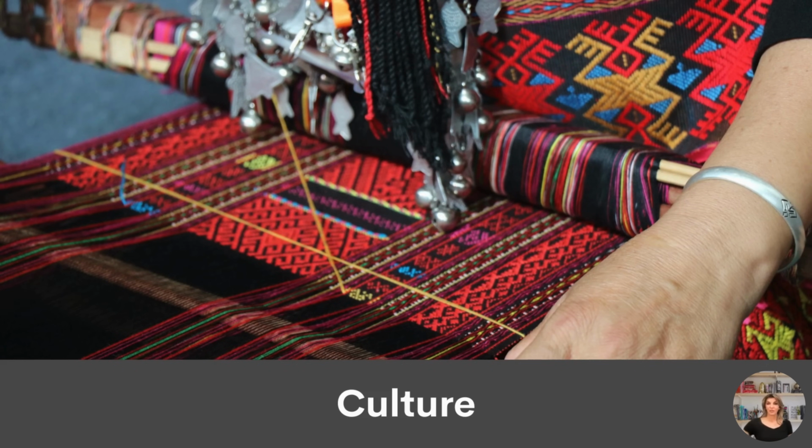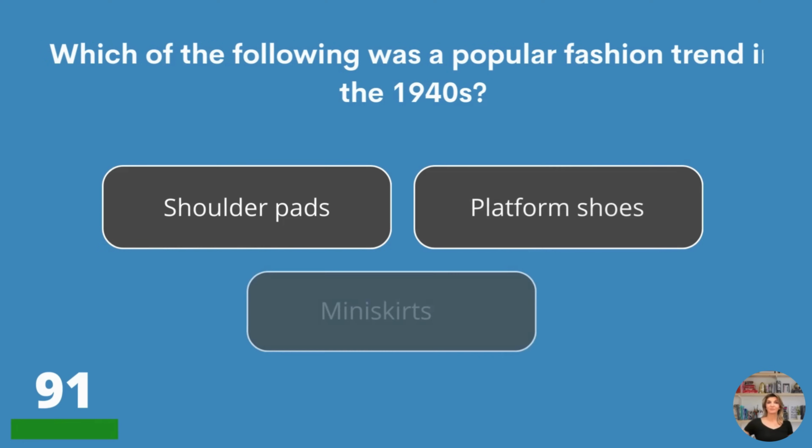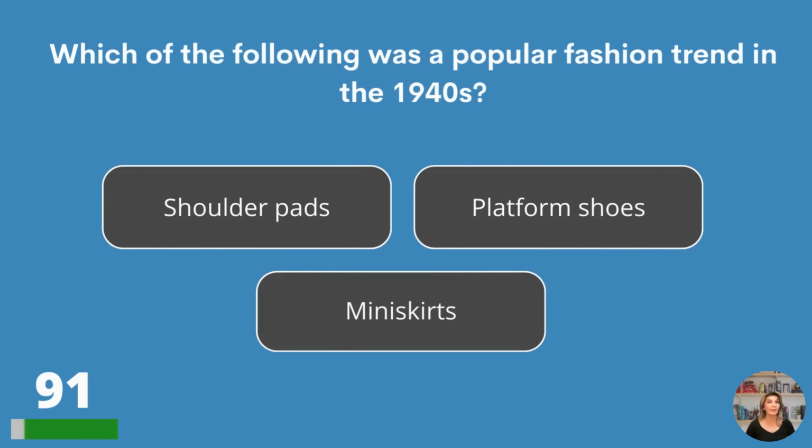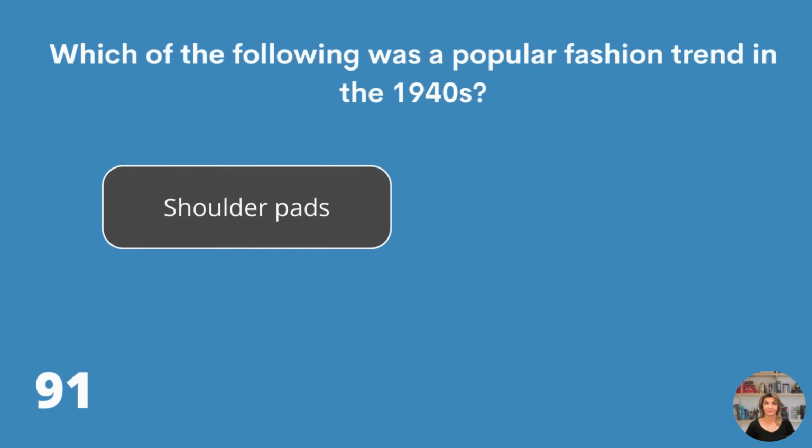And for our last 10 questions, we are moving on to culture. Which of the following was a popular fashion trend in the 1940s? Shoulder pads, platform shoes, or miniskirts? Shoulder pads.